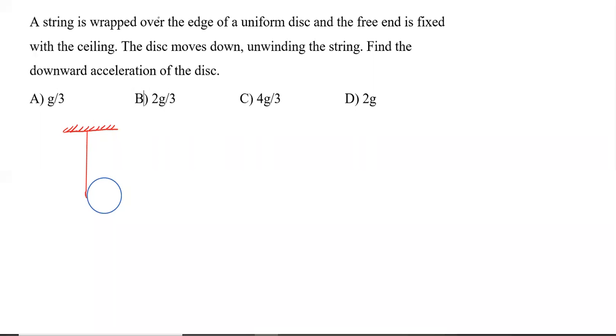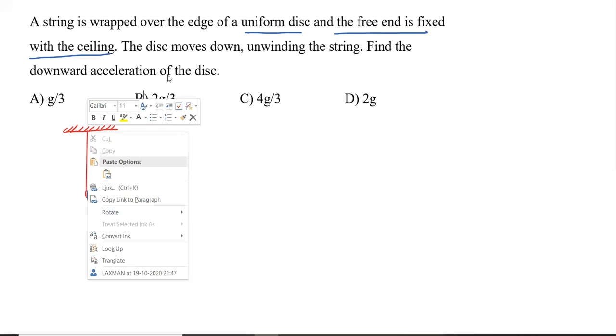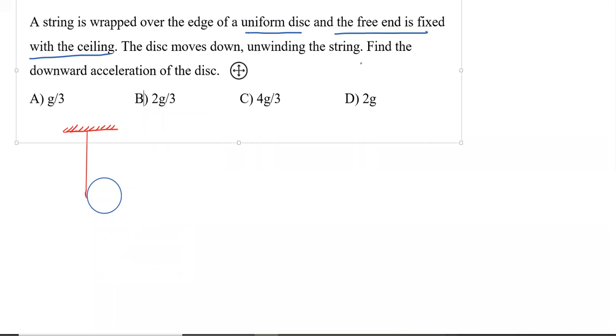A string is wrapped over the edge of a uniform disk and the free end is fixed to the ceiling. So the string is wrapped over a disk and the free end is fixed to the ceiling, something like this. The disk moves downward, unwinding the string. Find the downward acceleration of the disk.